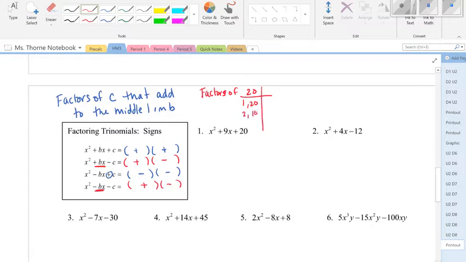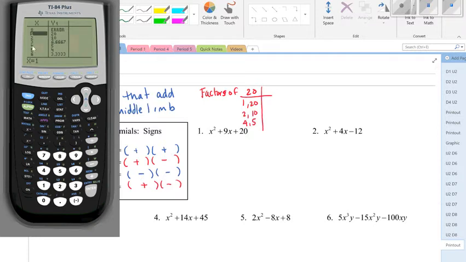2 and 10, and 4 and 5. So again, you can see that from here. And you can know when to stop, because if you see 4 and 5 and then you see the opposite of that, 5 and 4, you know that you're just repeating those factors. So that's a good way to know to stop.